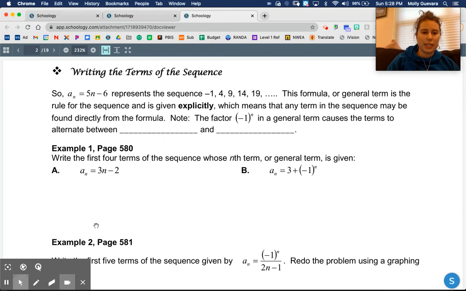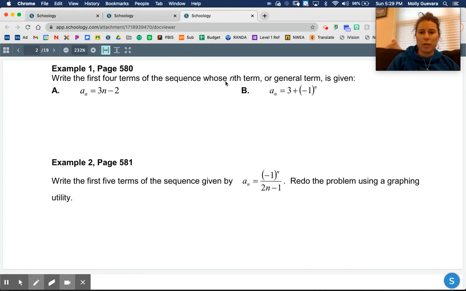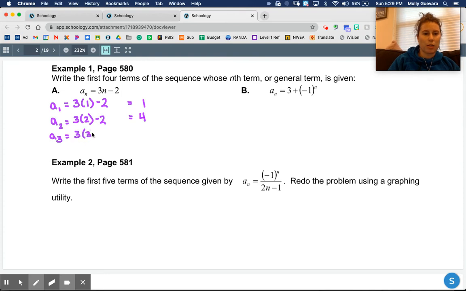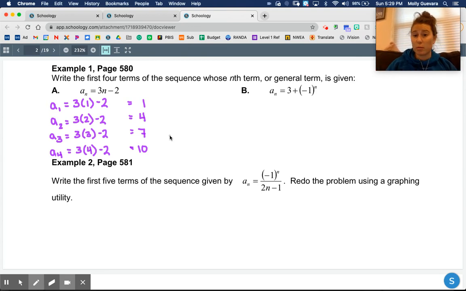Okay, so let's look at an example to help us review here. It says, write the first 4 terms of the sequence whose nth term or general term is given. So I just want the first 4 terms. The first term would be a sub 1, which just means I plug in 1. So a sub 1 here is 3 minus 2, which is 1. My second term would be 3 times 2 minus 2, which is 4. My third term would be 3 times 3 minus 2, which is 7. And I don't know why I wrote 5. And my fourth term is going to be 3 times 4 minus 2, which is 10. And that's it. I'm just plugging in the numbers and solving.